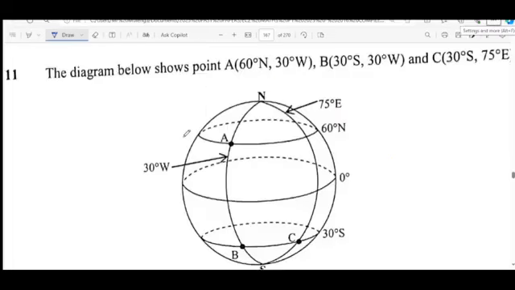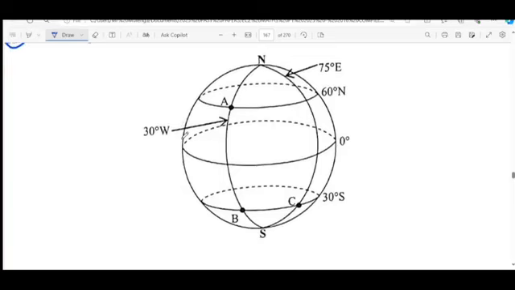All right guys, we now come to our last question. In this presentation for today, we're going to end on question 11. So I have answered from question 7 up to 11. Question 11 reads, the diagram below shows points A, which is at 30 degrees north, 30 degrees west, B and C. This is the diagram, as you can see, which is the Earth model.